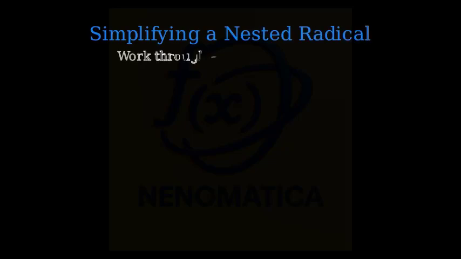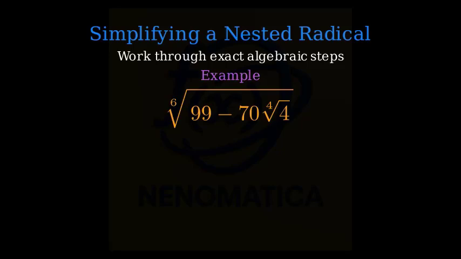In this lesson, we will simplify a nested radical step by step, following a clean algorithm that turns a scary expression into something elegant. Here is the example we will simplify. Notice the sixth root, and inside of it, the fourth root of 4. We will convert and simplify carefully. Our goal is to reach a compact, exact form.